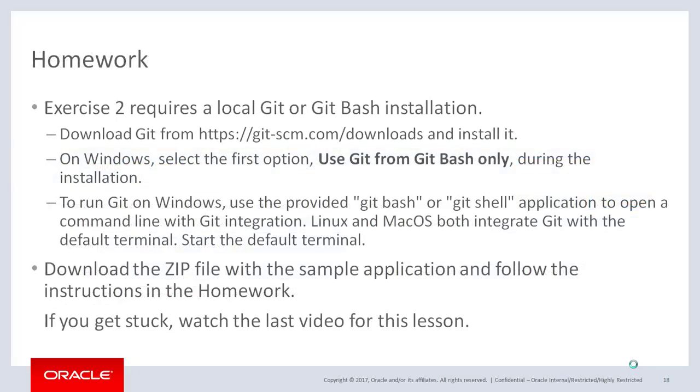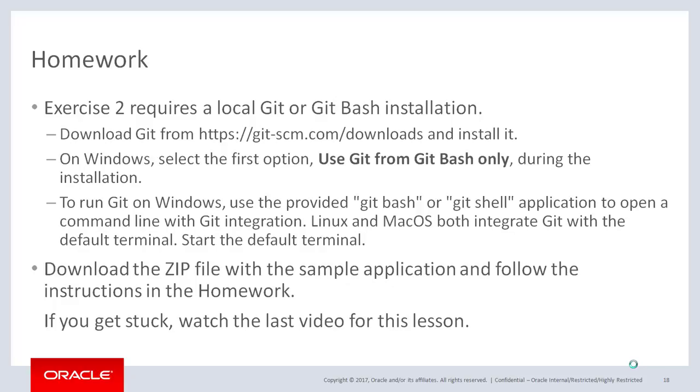You should now be ready to do homework exercise 2. The exercise requires you to use Git from the command line on your system, so if you don't have it, you'll need to get it. Download Git from git-scm.com/downloads and install it. On Windows, select the first option: Use Git from Git Bash only during the installation.